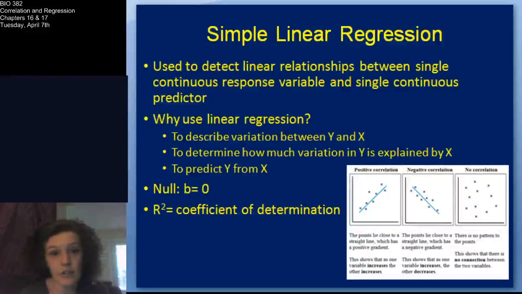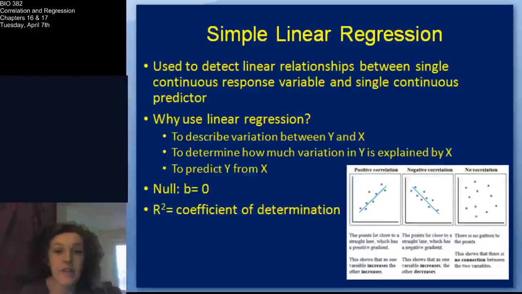You could not say that you could predict y from x, right? It's not appropriate to do so with a correlation, all right? The null model here, now those of you who learned y equals mx plus b for the equation of a line probably remember b is the y-intercept, but here we don't want to confuse you, but you typically will see the equation as y equals a plus bx, okay? So your null is that the slope of the regression line is 0, okay?